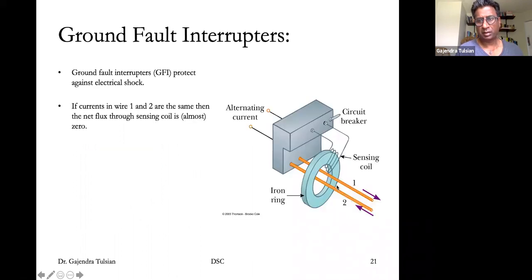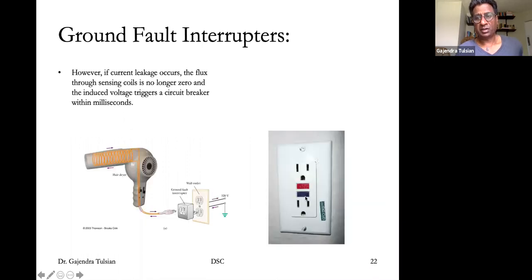Now the two currents are not equal. So coming back, now the two currents are not equal, and suddenly there's a non-zero magnetic field through this sensing loop. As soon as you have a time-varying non-zero magnetic field, it'll induce a current in this loop. And as soon as there's a current in the sensing coil, it'll trip the circuit breaker. Okay. So this is an extremely important safety device. It prevents you from getting shocks and stuff like that.